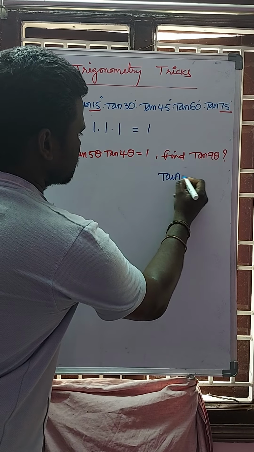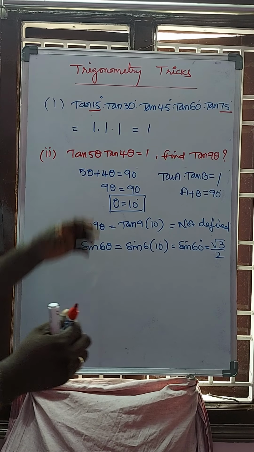Or else, if you want to find sin 6 theta, then sin 6 into 10 degrees equals sin 60 degrees. So what is sin 60 degrees? Root 3 by 2. So this way we will solve the problem.